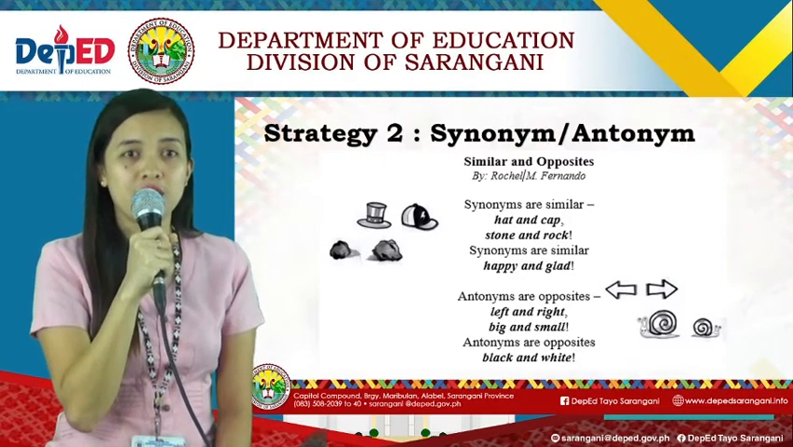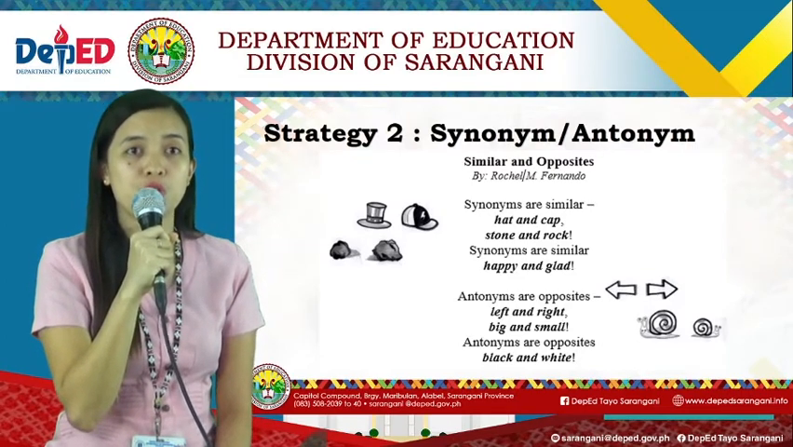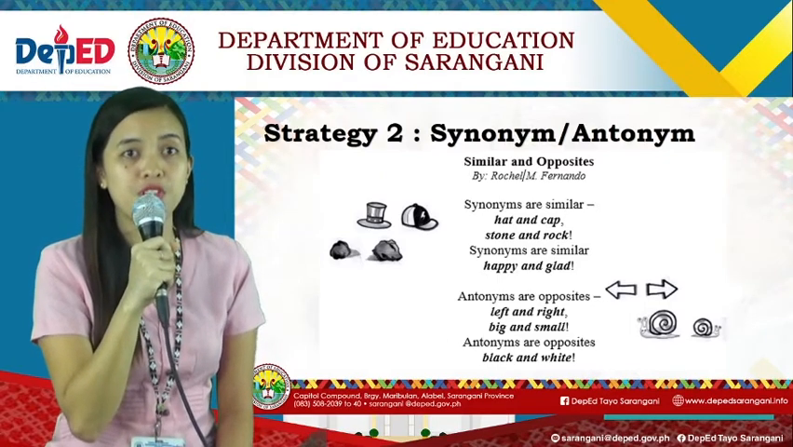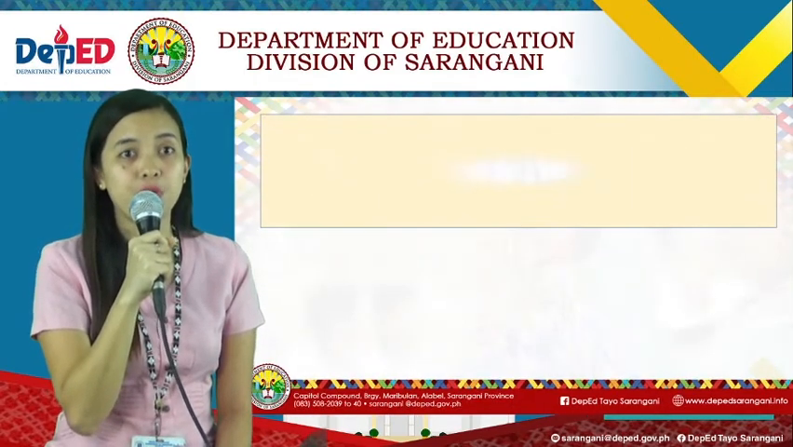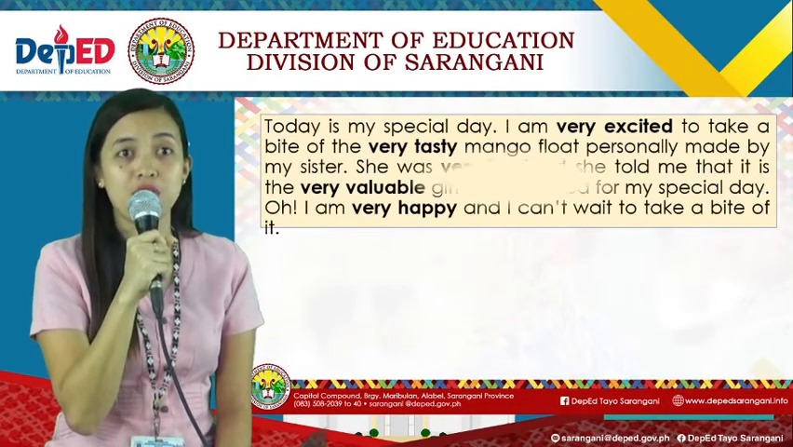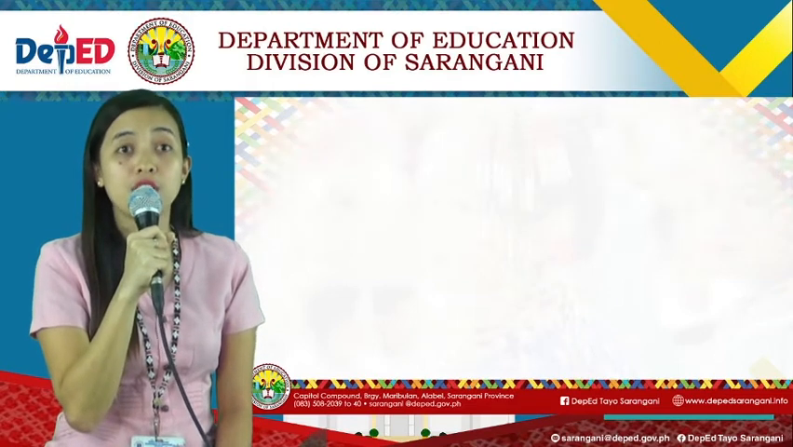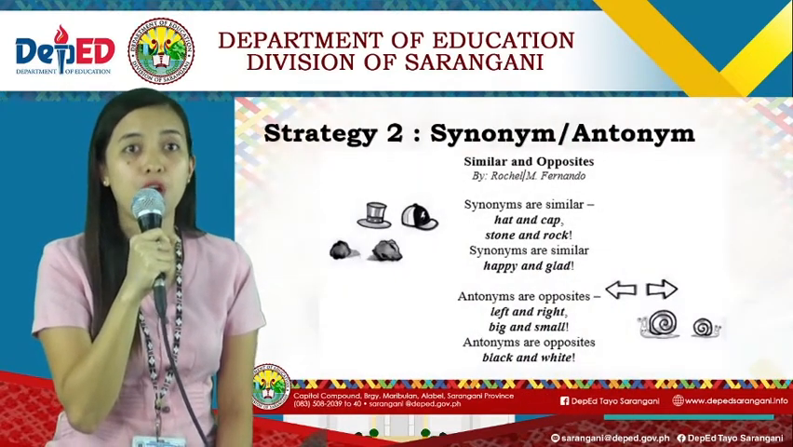So as we presented this to our learners, we were able to introduce a wide source of vocabulary. So let's begin with the first stanza. We have here hat and cup, stone and rock, happy and glad. So these are similar, or synonyms. These are words with similar meaning.